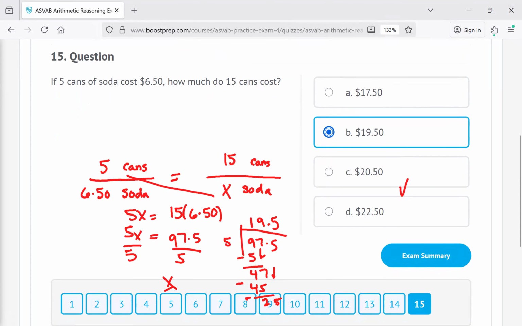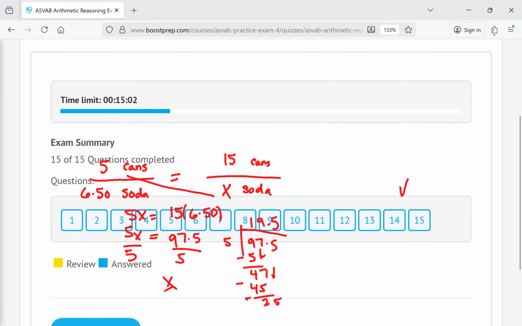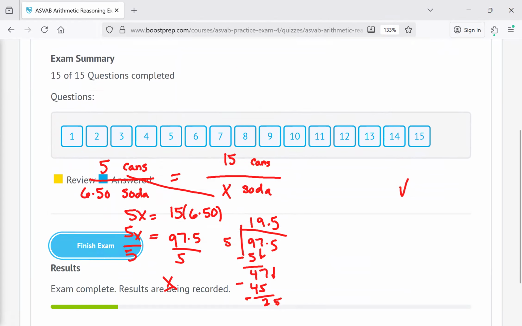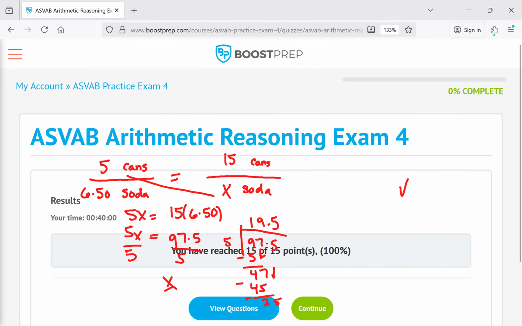Okay. If you want to check it, I believe it's going to be 100 because I already did this one. Yep. Okay. So yeah, that was exam 4. Okay, I am going to stop here.